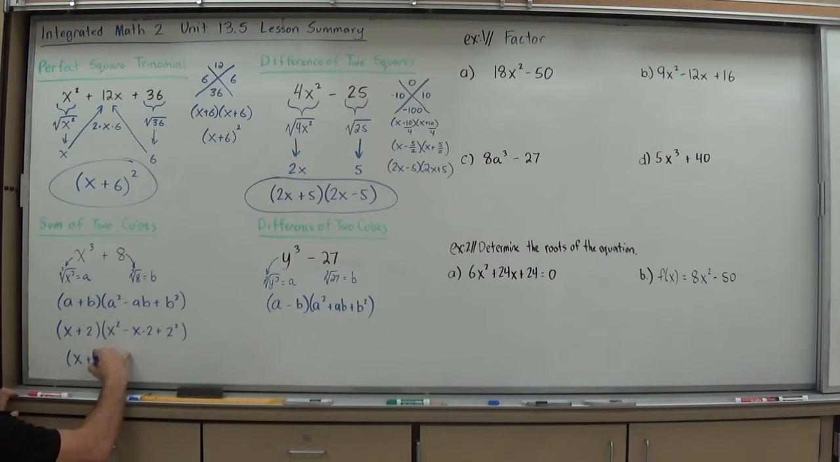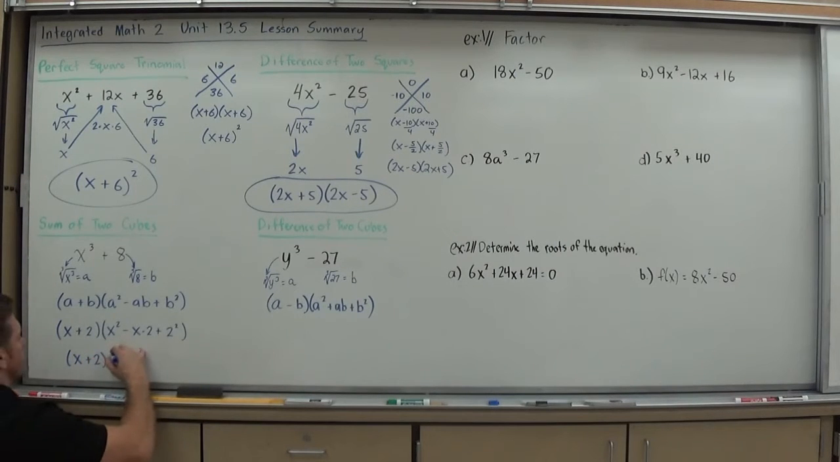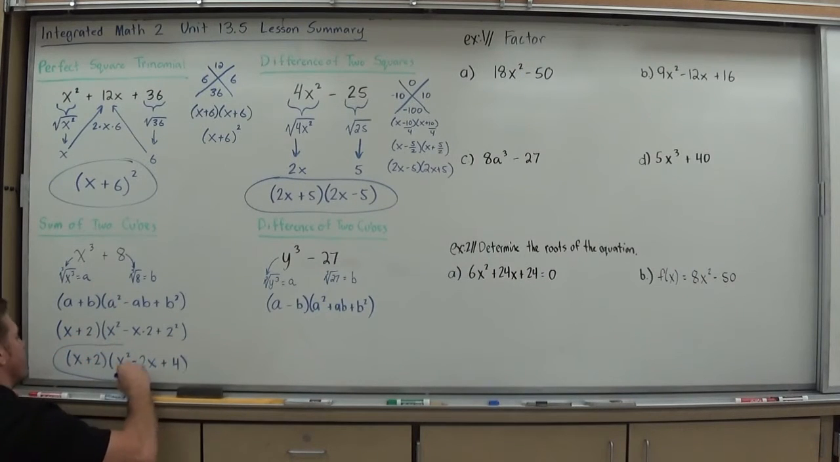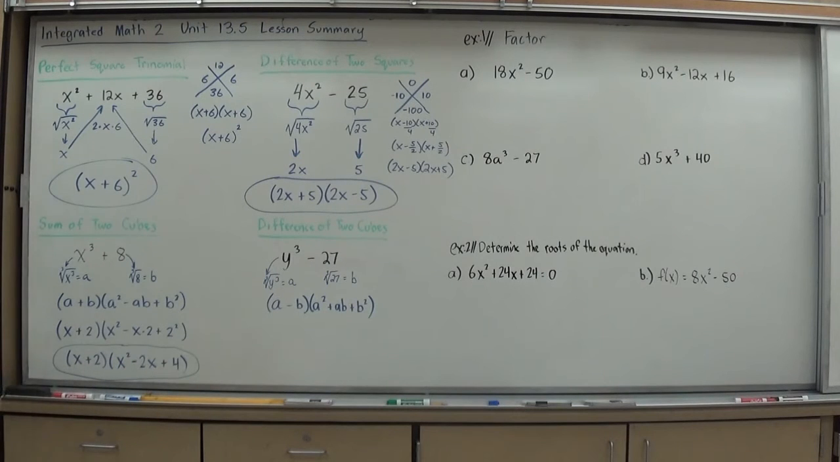It's going to stay x plus 2. X squared is simplified. That's x squared. 2 times x, and a minus changes to minus 2x. And 2 squared is 4. And now I have this in my factor form. It should be x plus 2 times x squared minus 2x plus 4.